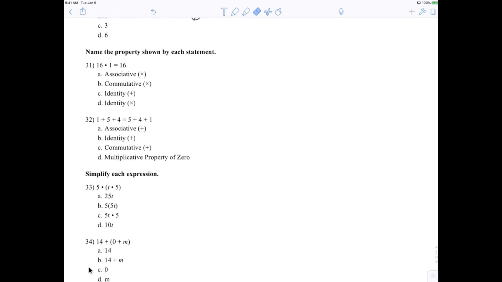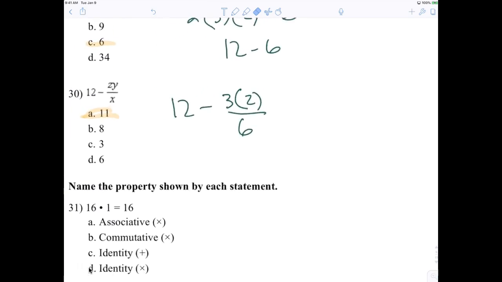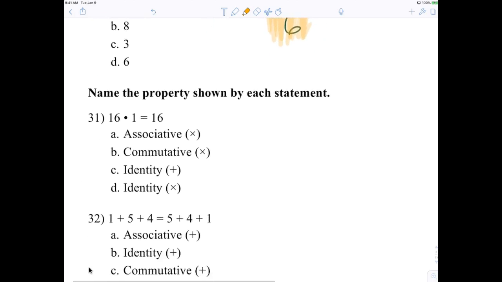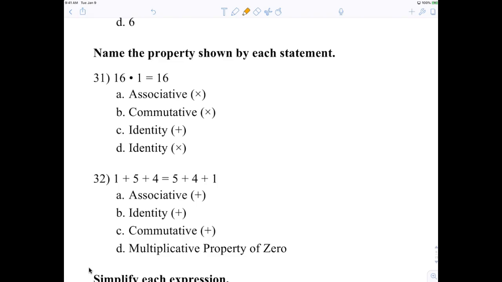You see I have to do all this first, because this is the multiplying and the dividing. That's 3 times 2, 6, divided by 6. There you go. And then 12 minus 1. Agreed? All right. Now we talked about the properties, so this is just if you were paying attention.